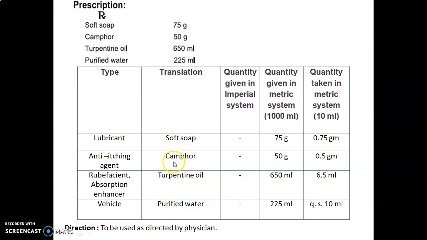Soft soap is used as a lubricant; quantity given in the metric system is 75 gram, quantity taken to prepare 10 ml is 0.75 gram. Camphor is used as an anti-itching agent; quantity given to prepare 1000 ml is 50 gram, quantity taken is 0.5 gram. This quantity should be calculated with the help of the factor. Turpentine oil is used as a rubefacient and absorption enhancer; quantity given is 650 ml and quantity taken to prepare 10 ml is 6.5 ml. Purified water is used as a vehicle; quantity given is 225 ml and quantity taken is quantity sufficient to prepare 10 ml. Direction: to be used as directed by physician.